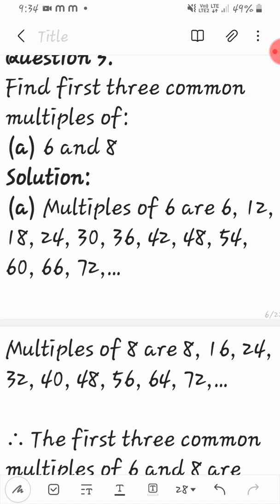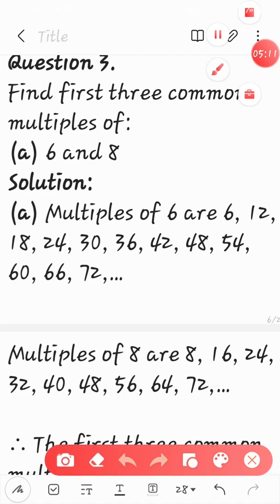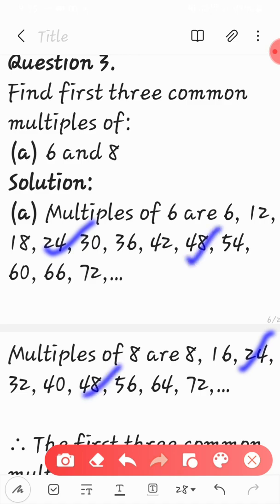Then multiples of 8 are 8, 16, 24, 32, 40, 48, 56, 64, 72. So you can see among these, what are the common? 6 is there in the multiples of 6 but not in 8. 12 is there, not in 8. 18 is there but not in 8. 24, yes, 24 is there in 6 also, and 24 is there in 8 also. Then 30, 36 and 42 are there in 6 but not in 8. But 48 is there in both.